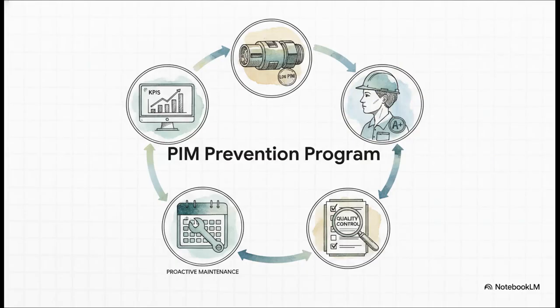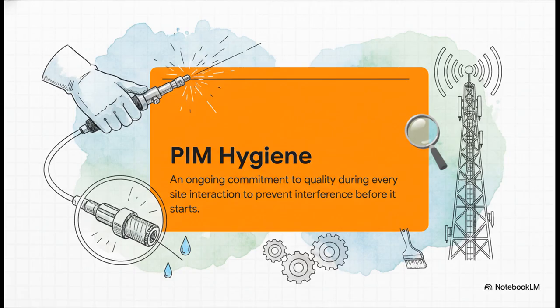And a good prevention program isn't just a single item on a checklist. It's a whole philosophy. It's about using the right low PIM components, making sure your techs are certified and well-trained, having quality checks in place, and keeping an eye on network trends so you can jump on a problem before it becomes a crisis. I love this concept.